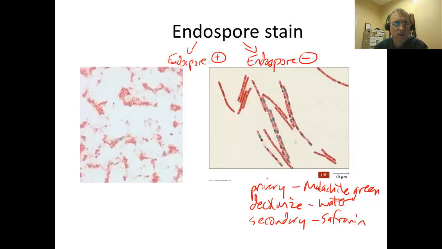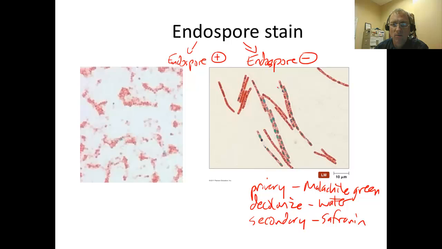Over here on the left, we see a field of microorganisms, and what we see in here is essentially just pink. They're round-shaped cells, and this is actually probably Streptococcus or Staphylococcus, which does not form endospores, and the only color that we see in here is the secondary stain due to safranin. This would be interpreted as being endospore negative.